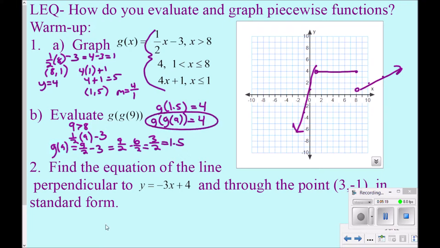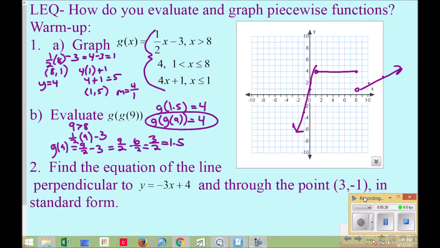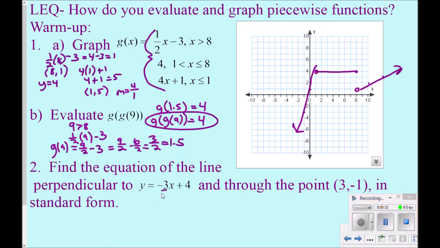Lastly, find the equation of the line perpendicular to y equals negative 3x plus 4 and through the point 3, negative 1, in standard form. Let me move that so we can see that better. So first of all, I see the slope here is negative 3, so the slope of the perpendicular is going to be positive 1/3, reciprocal and opposite sign. And I'm going to use, it doesn't say I have to, but I'm going to use point slope, and then I'll get that into standard form. Your other option would be to use slope intercept and get that into standard.